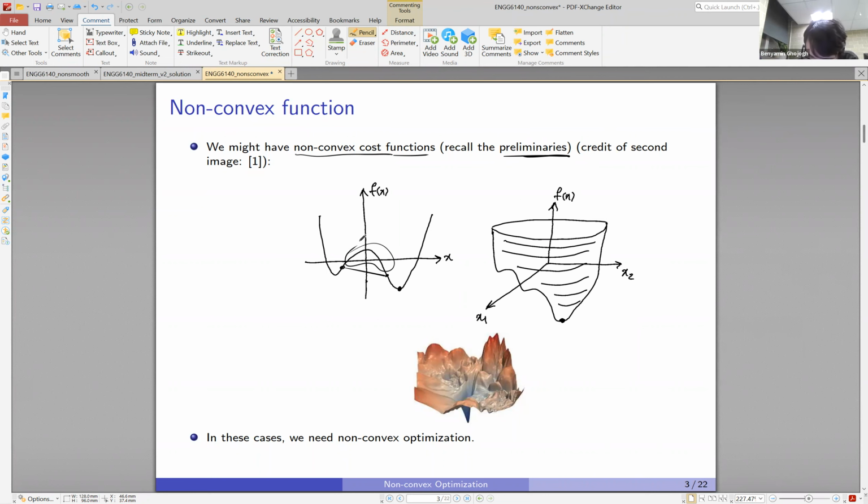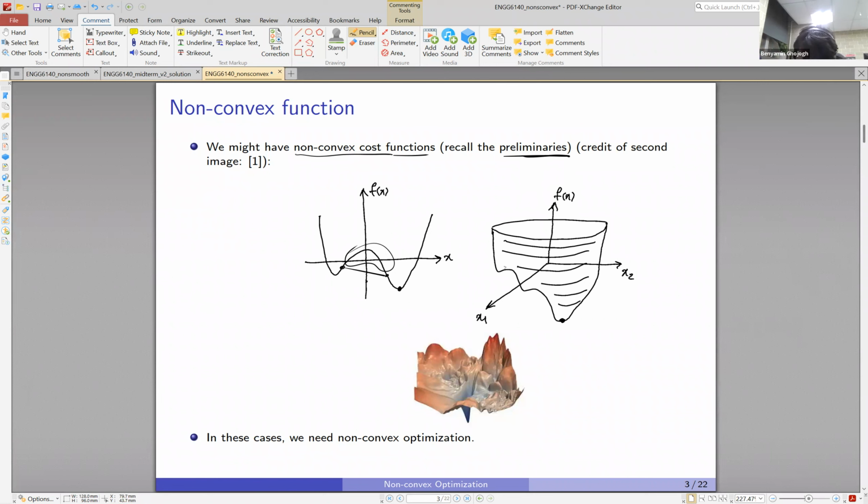So we know that for a convex function, any 2 points that you choose on the function, if you draw a line between them, the function will be below that, or at most it will be on the line, but it shouldn't be above the line.